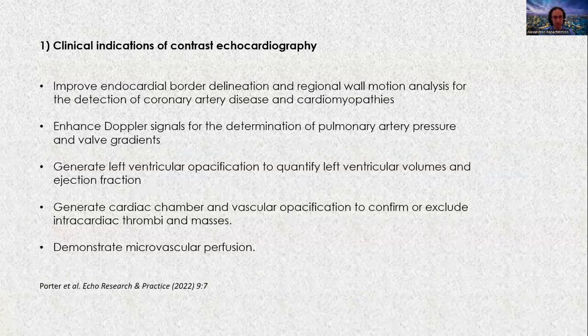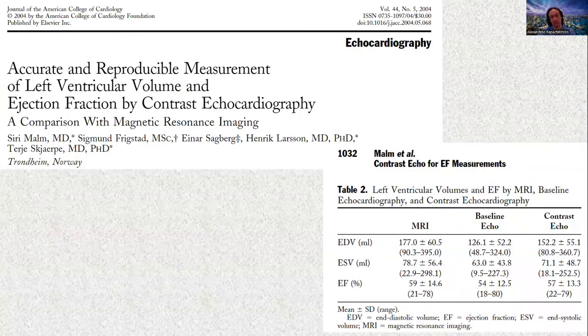But when you do that, you should be cautious, because though contrast echo has very good reproducibility and is very accurate in terms of comparing to MRI, you need to consider the different volumes compared to baseline unenhanced echo. So if you use contrast echo to quantify the left ventricular volume, you should be cautious in terms of what reference value you're using, because the published data actually refer to unenhanced images, not contrast enhanced images. You can see here in this table, the contrast echo produces bigger volumes, so you need to be cautious about interpretation and what reference values to use.